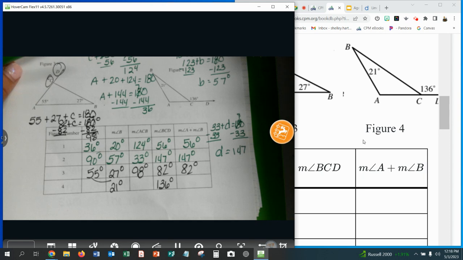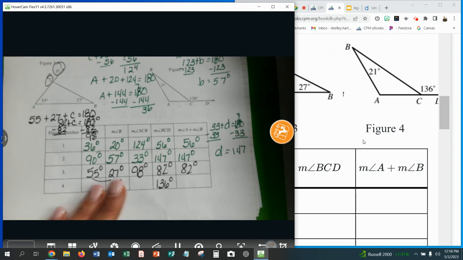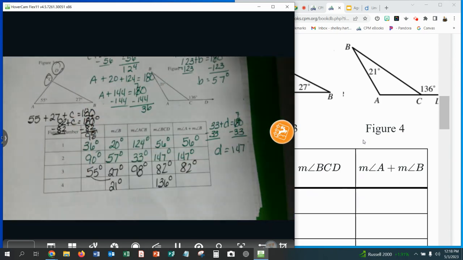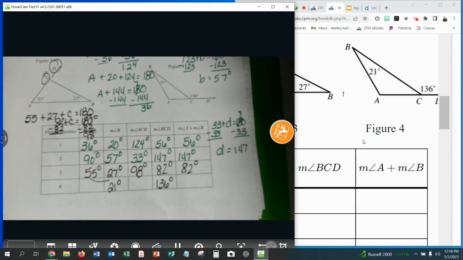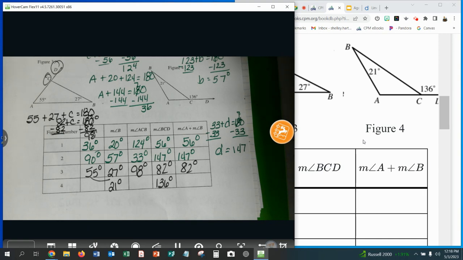Can anybody help him? I have a question. Yeah. What question are we doing on the paper again? We're on 4. We're on the last one. Thank you. We're on 4. We've gone through all 3 of them. All right.